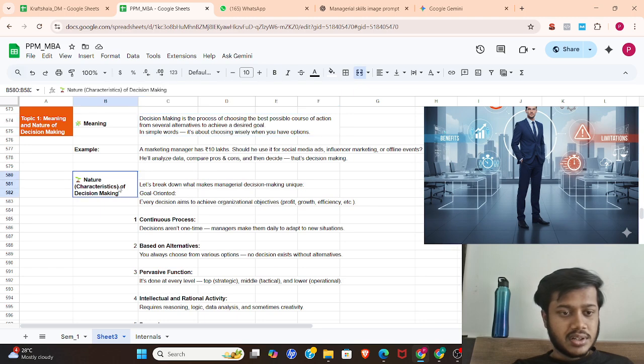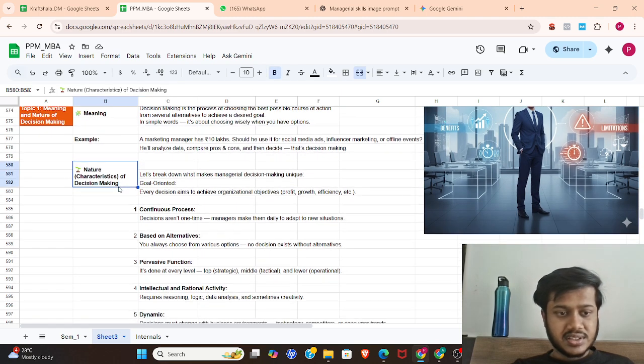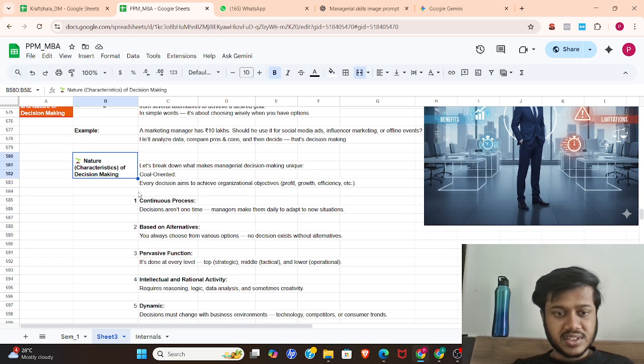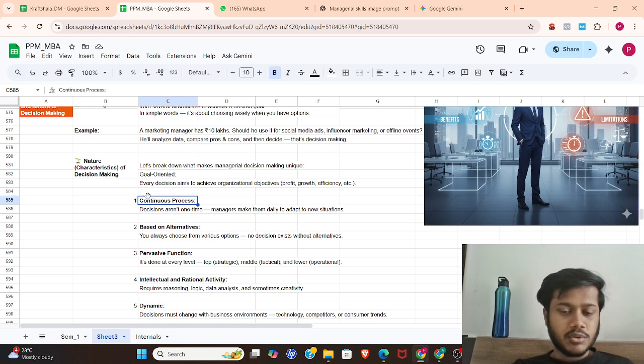Now understand the nature and characteristics of decision making. It is a continuous process. I don't know about you guys, but I hopefully assume that you have noticed a pattern till now.